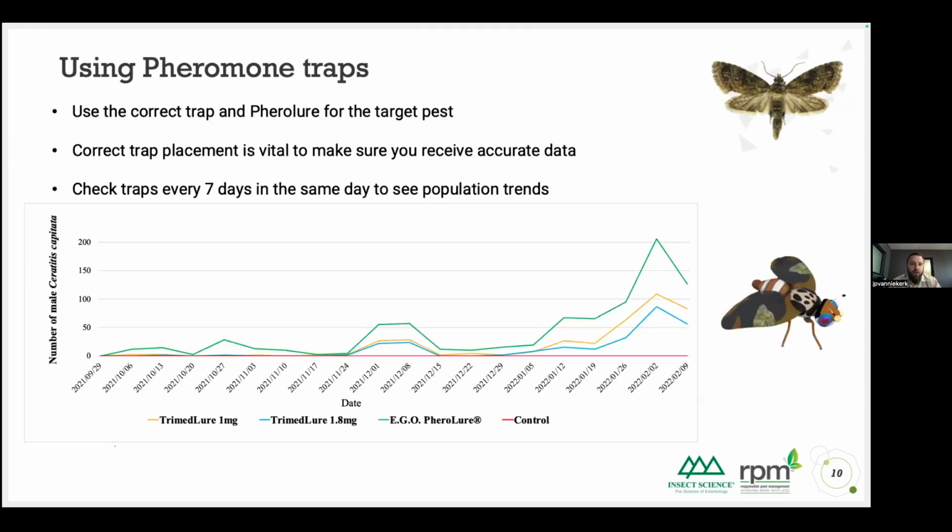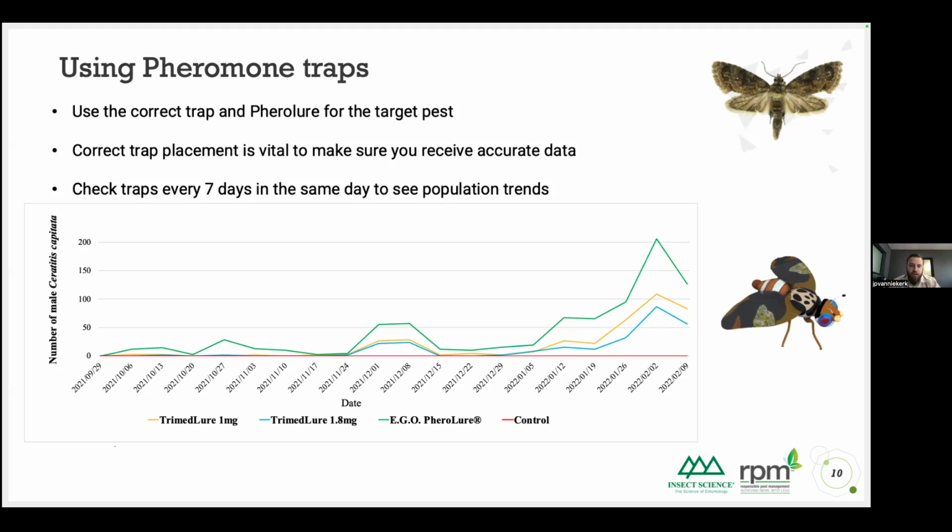When using pheromone traps, it's important to use the correct trap and the correct lure for the target pest. Not every lure catches every pest. You need to use the right one and the right trap. And correct trap placement is vital for accurate data. For instance, with FCM, codling moth, and carob moth, you want to place your trap in the top third of the tree for optimum use. And with fruit fly, for instance, you will place your trap at 1.6 or 1.8 meters. And you need to check your traps every 7 days on the same day.